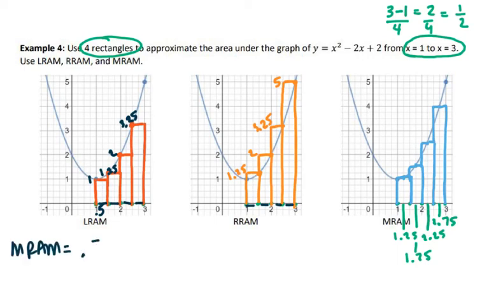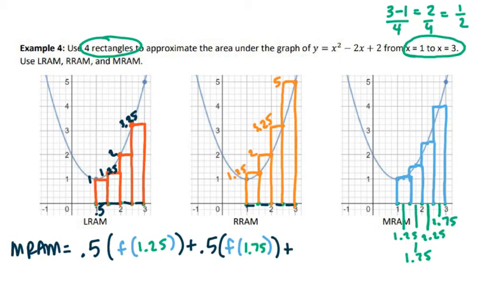So the way I would write this on my paper is I have 0.5 times f of 1.25 and then plus 0.5 times whatever f of 1.75 is. Again, it's just going to be in a pretty gross decimal from your calculator, plus 0.5 times f of 2.25 and 2.75.